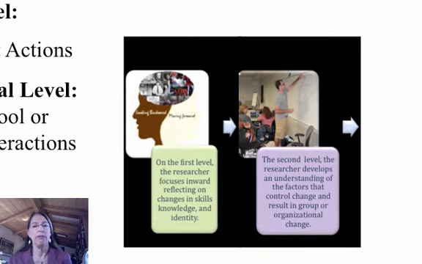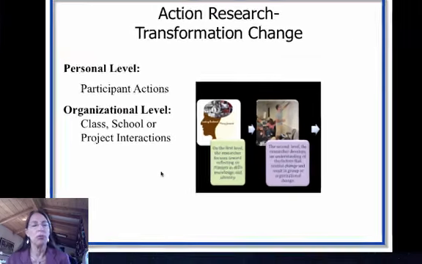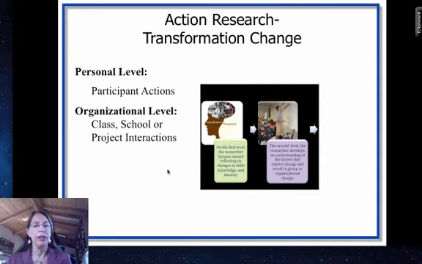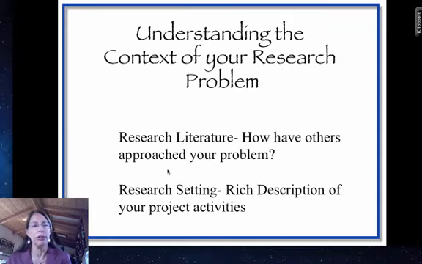So at the second level, the researcher is developing an understanding of the factors that control change and result in group or organizational change. As you prepare for your action research, you're going to contextualize the problem you're interested in. Suppose your problem is low motivation of learners or disengaged workers in the workplace.